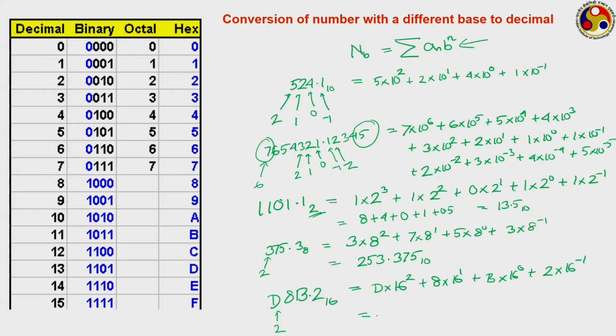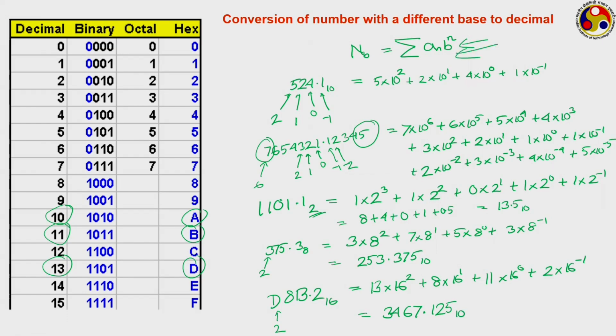So, we can calculate the values, but wait, there is one problem. Here D and B are appearing, which never appeared for binary or octal. So, we have to refer to the chart that is on the left. A refers to 10 in decimal, similarly B refers to 11 and D refers to 13. So, replace this D with 13 and replace the B with its decimal equivalent, which is 11. Now, you do the calculation, you are going to get 3467.125 in the hexadecimal case.